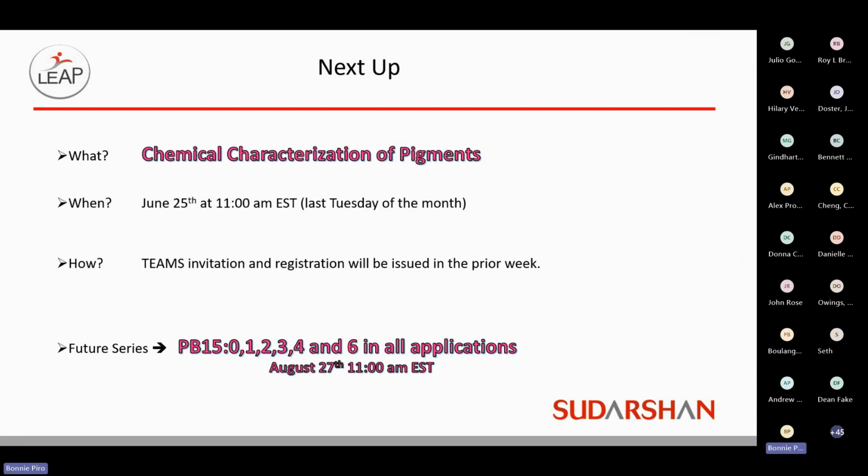I'd also like to share what's next for us here in the webinar series. In June, we are going to take a look at the chemical characterization of pigments and how that relates to some of these technical properties that we've talked about in the past. It's a different way of looking at the performance of pigments and trying to correlate that directly to how pigments are characterized based on their chemistry. So that will be held in June on the 25th. Take a look for that invitation about a week prior to the webinar.